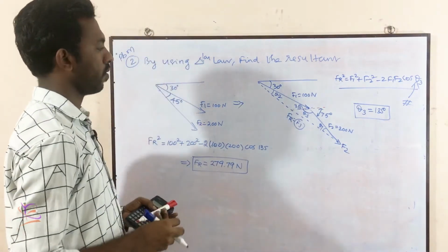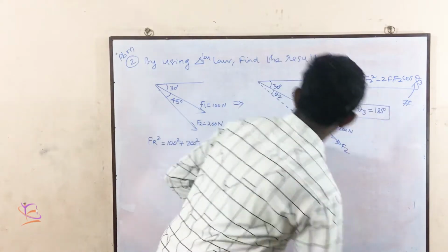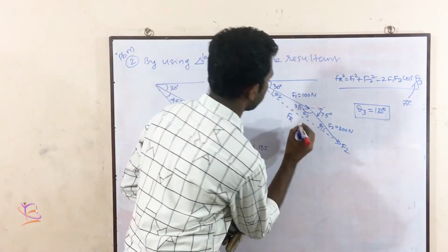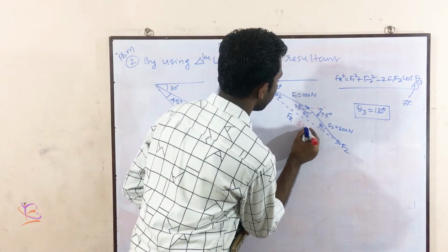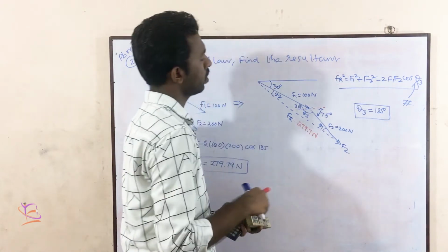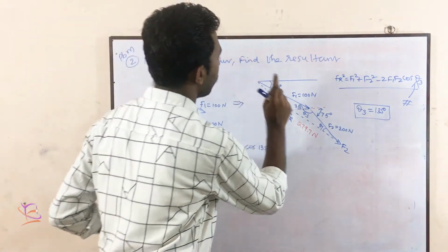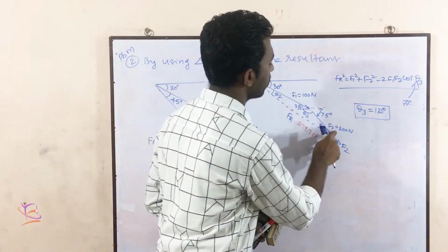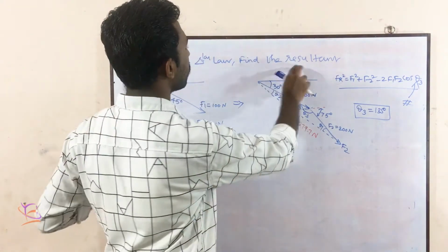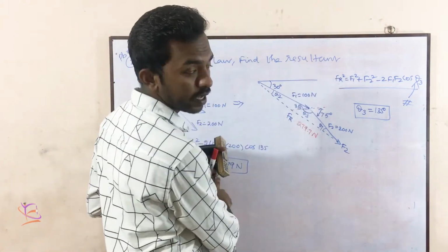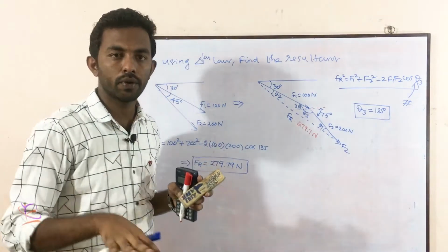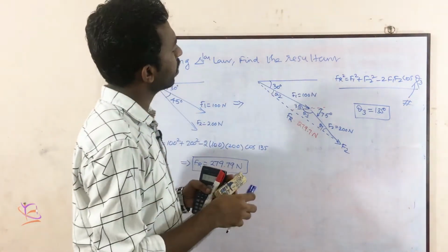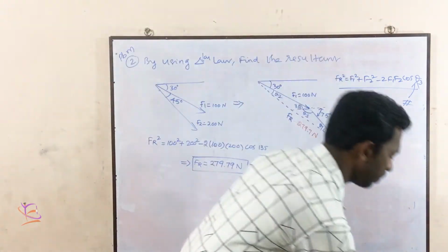So this is FR. So now the FR value is 279.7 Newton. Now you know the value for F1, F2 and F3. So already we have calculated the magnitude of the resultant. Now it is our duty to calculate the direction. Direction means theta. So here you can apply Lami's theorem.